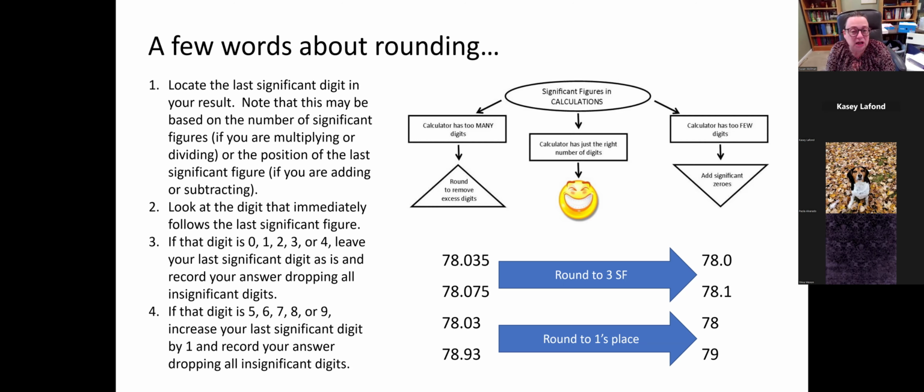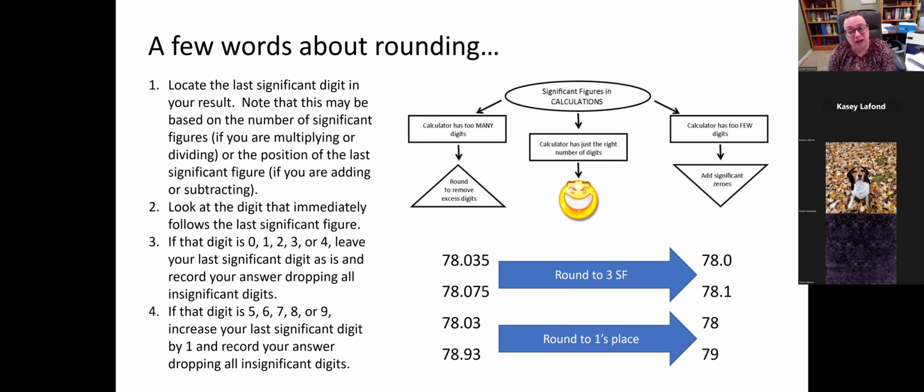So on the left side of that chart is the situation that we have typically, which is that your calculator gives you all these digits, and we have to round and lose some of them because there's too many. There's just too many digits to properly account for our number of significant figures. That's typical, and that's what we have been doing mostly.